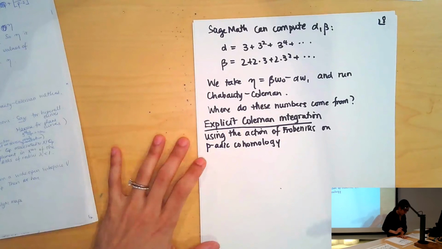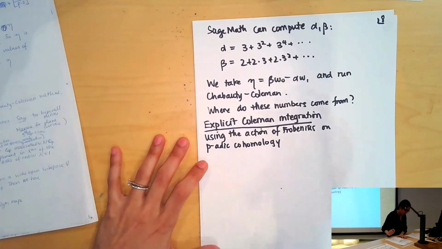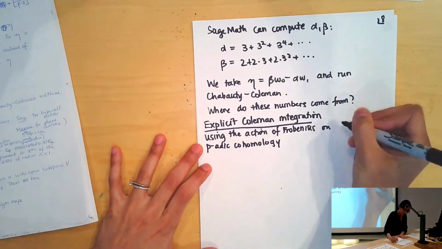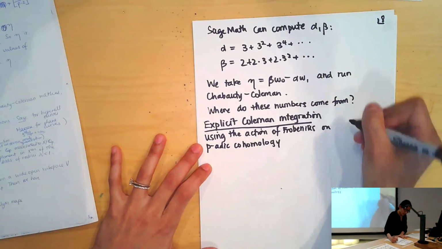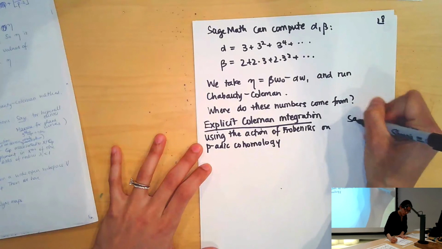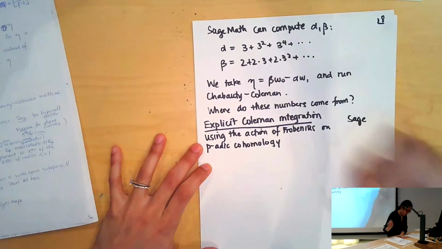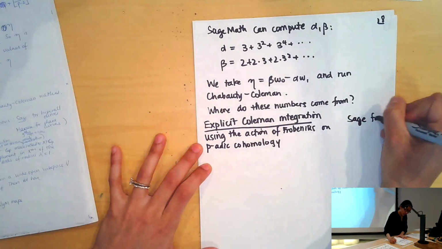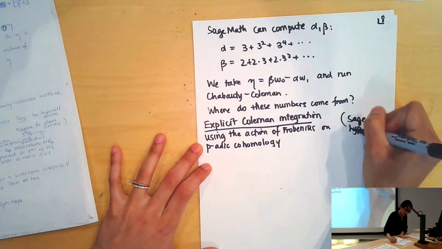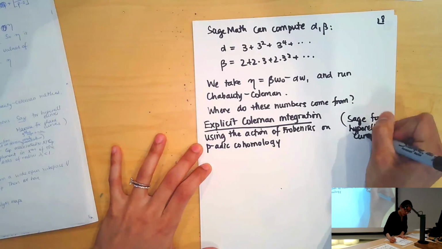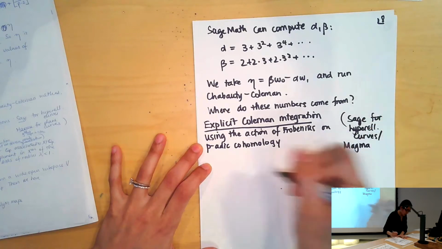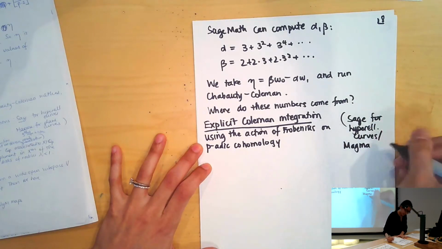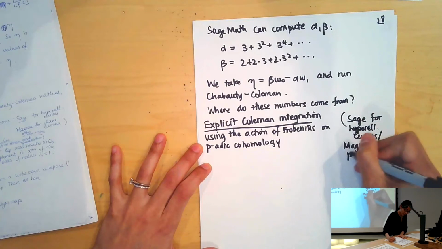Maybe I should also say before I get into the details, if you're curious, there are implementations of these algorithms available. You can do this in Sage natively for hyperelliptic curves, or in Magma if you go to a certain GitHub repo for plane curves.